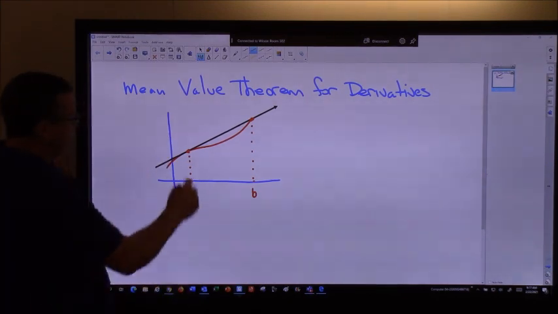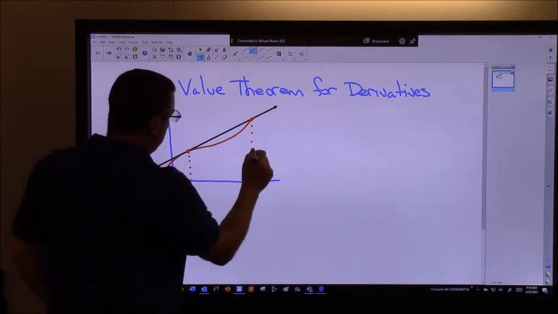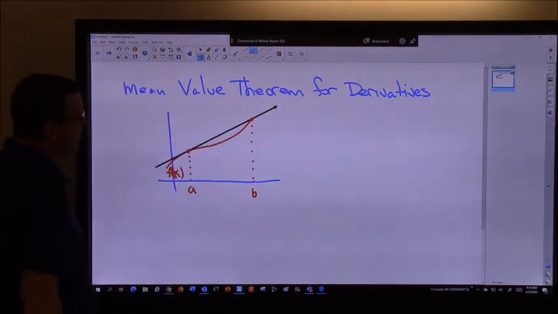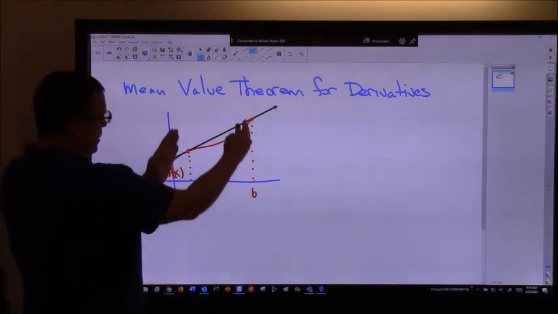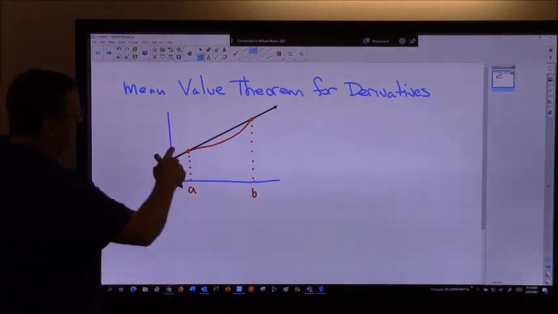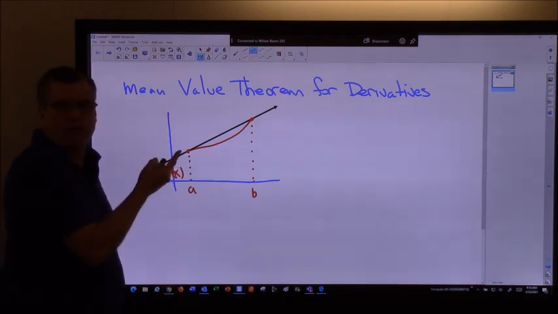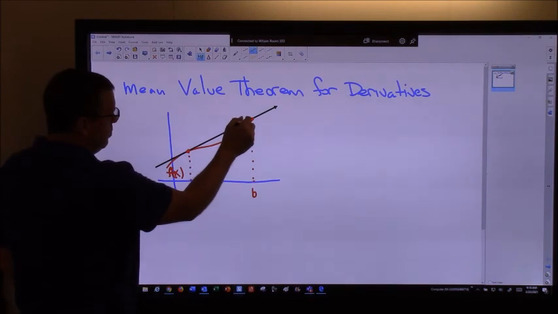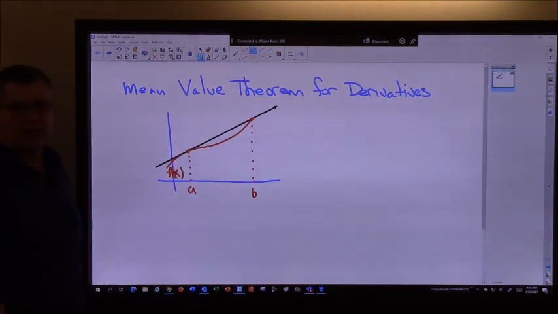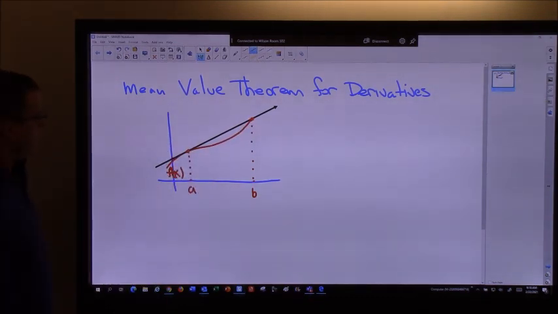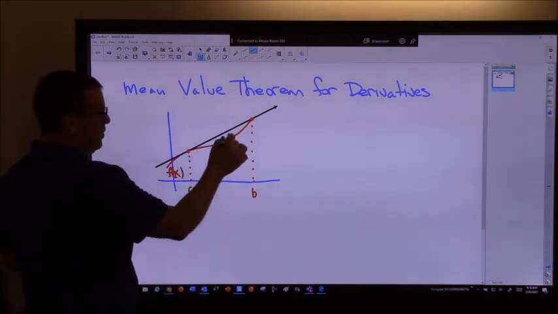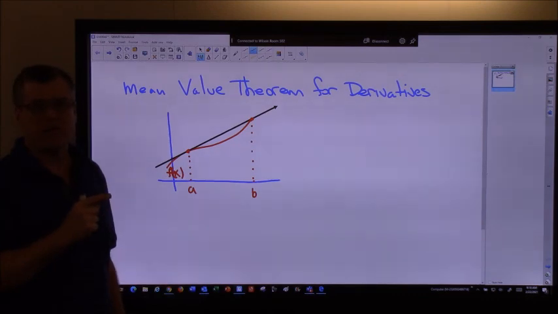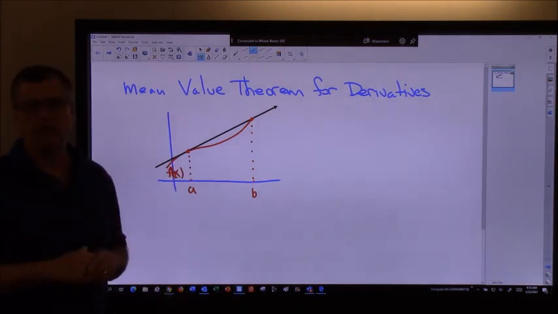But what we did is we said if we've got some function f of x, so I'll just call this red curve f of x, on the interval a to b, we could find the average rate of change, which is really just the slope between two points, between this point and this point right here. So this black line has a slope to it. And then what we said is that somewhere along this curve, there's got to be a point that has that exact same slope, as long as the function is continuous.